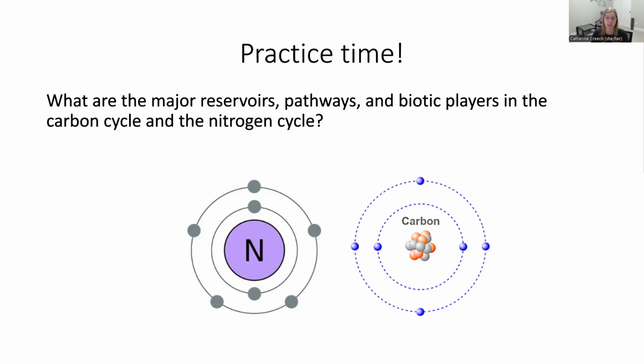When I say biotic players, for the carbon cycle, that's definitely going to be us. We are impacting carbon levels. And for the nitrogen cycle, I want you to think about those nitrogen fixing bacteria. So for each of those answers, the full pathway and the major reservoir, I want you to identify both.